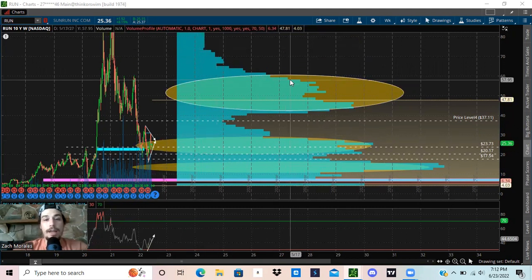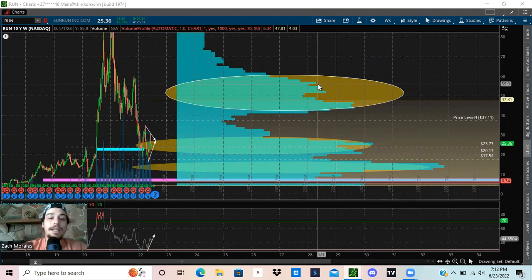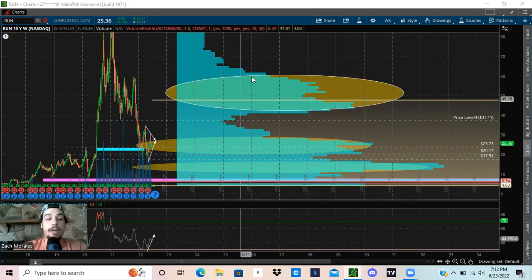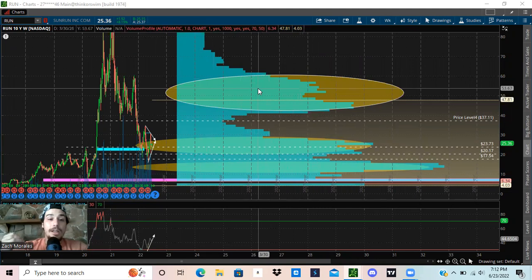What you want to pay attention to, and what I've highlighted, are the high volume areas. These are going to be major areas of support or major areas of resistance, depending on where you are on the chart. If it's above, it's going to be resistance, and if it's below, it's going to be support. If you're trading in between one, like we are right now, depending on if you're a bull or a bear, you're going to want to see a sharp move to the upside or downside.